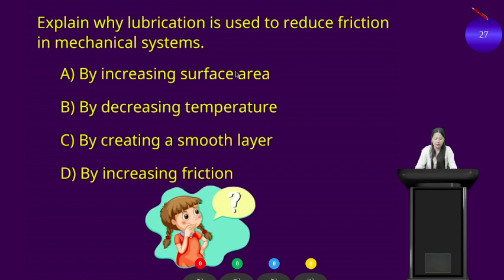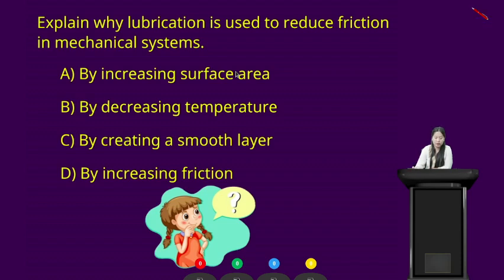Explain why lubrication is used to reduce friction in mechanical systems. Option A is by increasing surface area. Option B is by decreasing temperature. Option C is by creating a smooth layer. And option D is by increasing friction. So which of the following options is the correct answer? Yes, students?